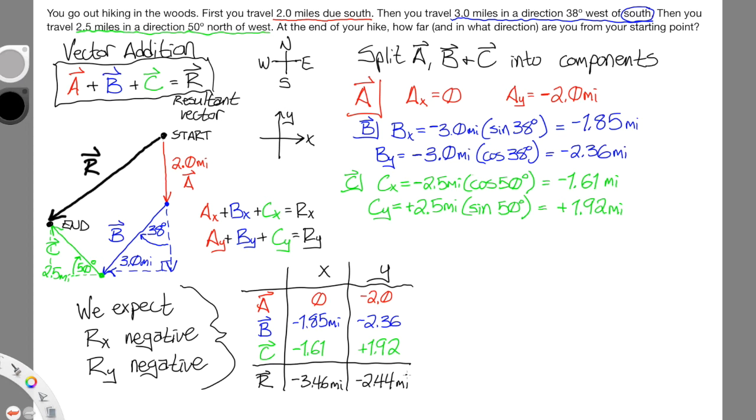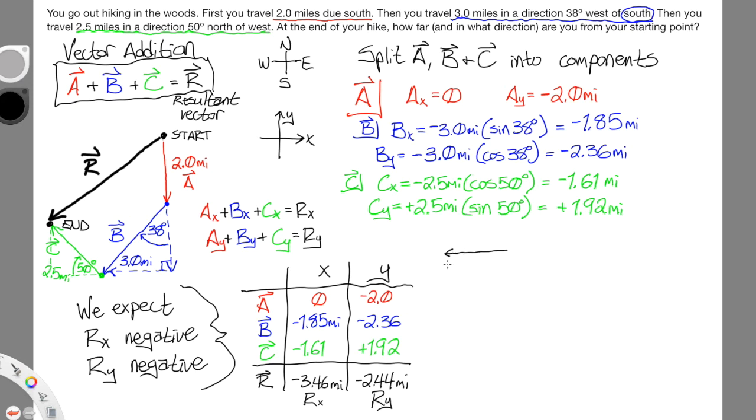Now we have what we need to find our resultant vector. Remember, there are 4 things you can know about any vector: the x component, the y component, the magnitude, and the direction. Once you know any 2 of those things, you can find the rest of them using trigonometry and Pythagorean theorem. We now have Rx, the x component of our resultant vector, and Ry. So we know 2 things about this vector, and now we need to find the magnitude and the direction.